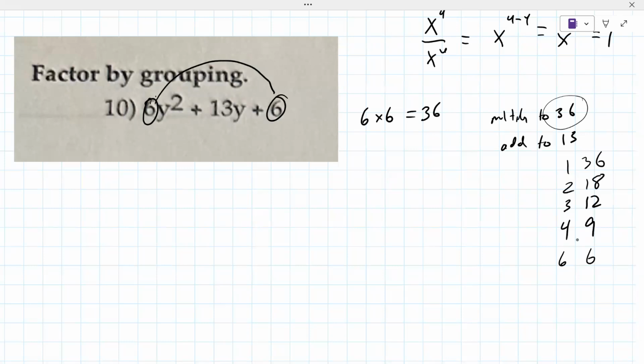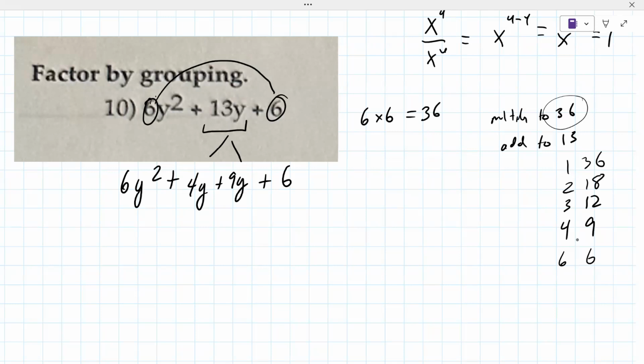Okay, do any of these add up to 13? The 4 and 9. Okay. So we're going to break this 13y apart into 4y plus 9y. And then we're going to bring the other stuff down. Is that okay?